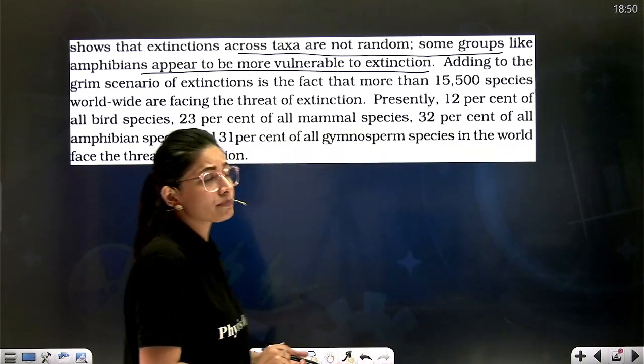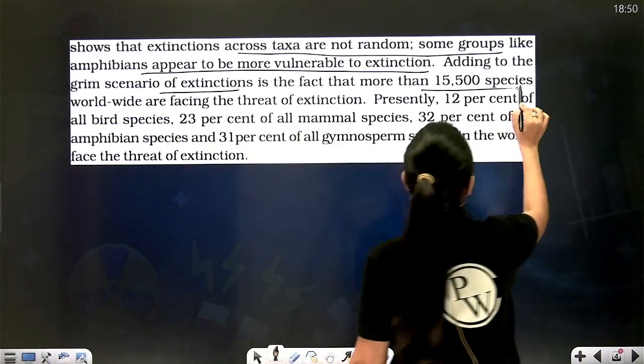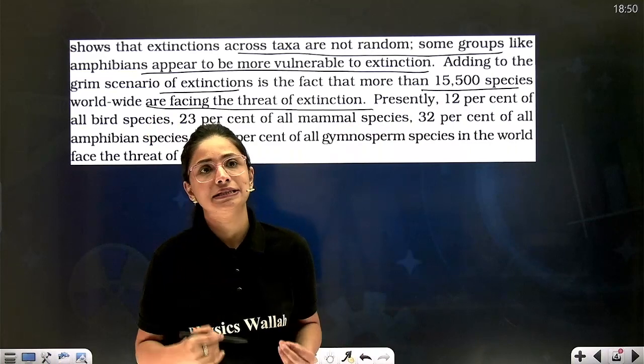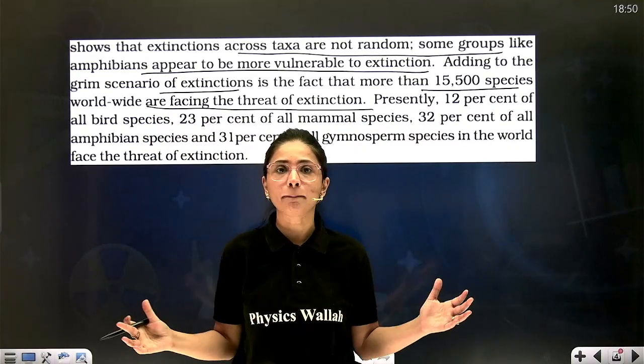According to the grim scenario of extinction, more than 15,500 species are facing the threat of extinction. अगर आज का हम condition देखें, we humans are not stopping.